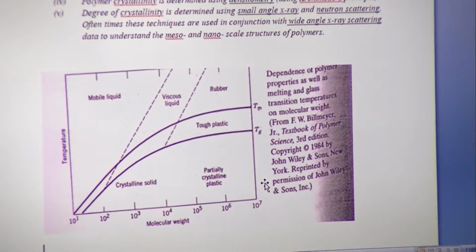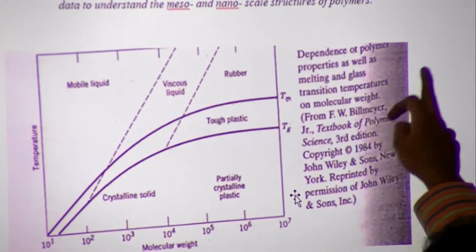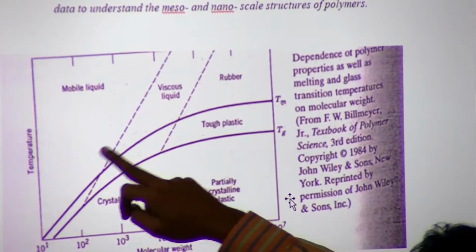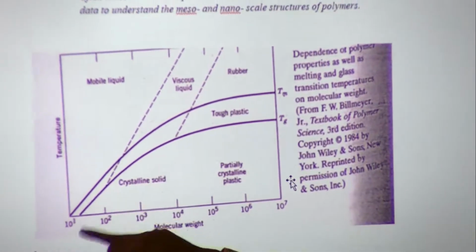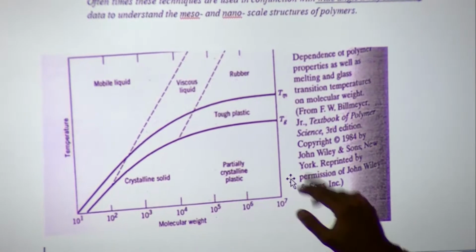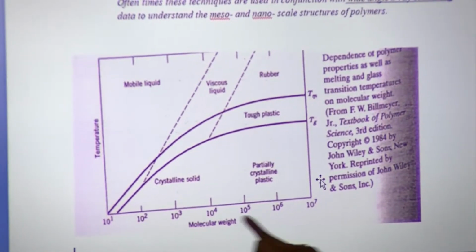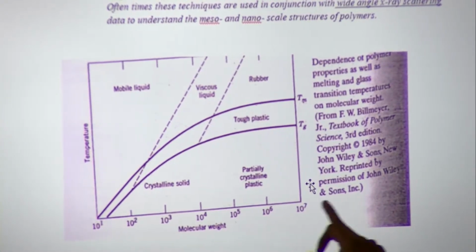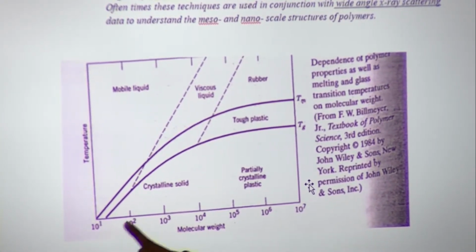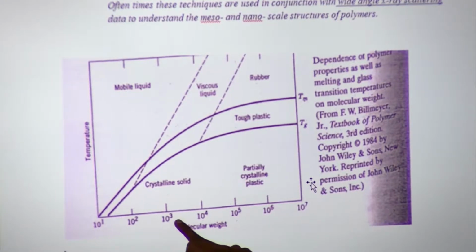Now here is an interesting correlation. This is the melting as well as glass transition temperature that is plotted. This is Tm and this is Tg as a function of molecular weight, and note that this one is a logarithmic scale. Did you notice that? It's a logarithmic scale. 10 to the power of 0, 10 to the power of 1, 10 to the power of 2, 10 to the power of 3.